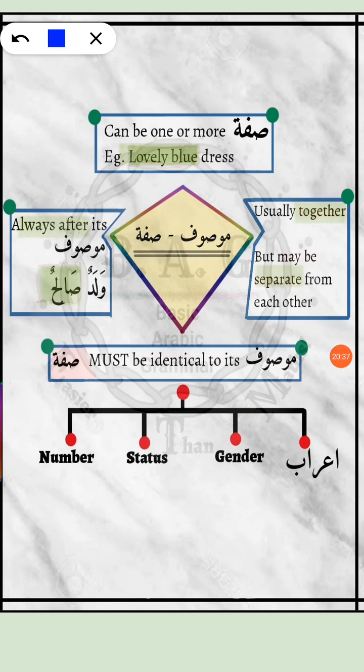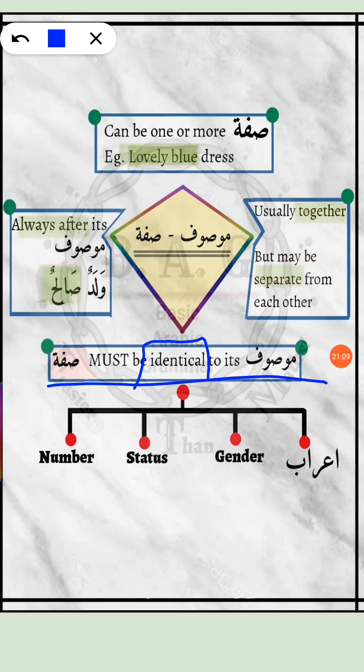So the sifa must be identical to its mawsuf. And when we say identical, in terms of what? In terms of the four characteristics of an ism that we have discussed in section A, and also in the catch-up series. If you haven't yet watched those lessons about the characteristics of an ism, I would really urge you to go and watch them before moving on to the next section, so that inshallah you understand what's going on.